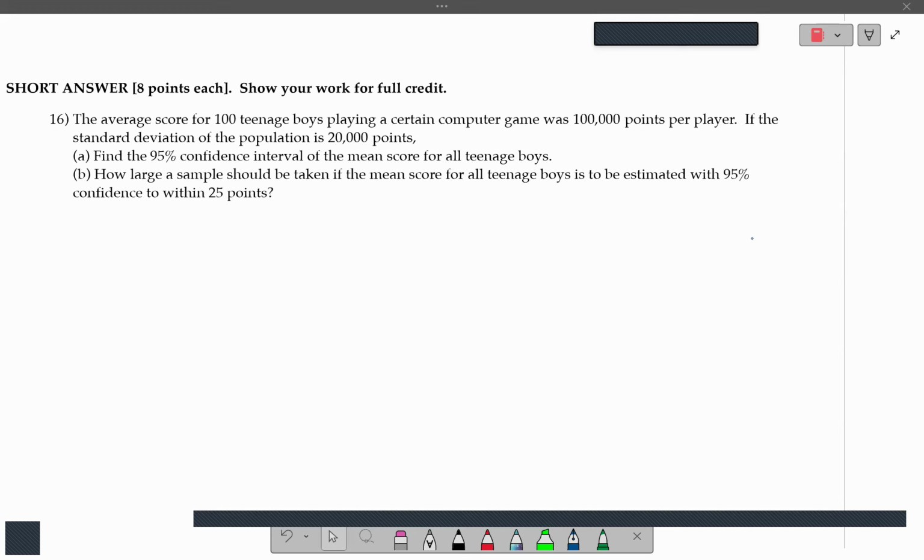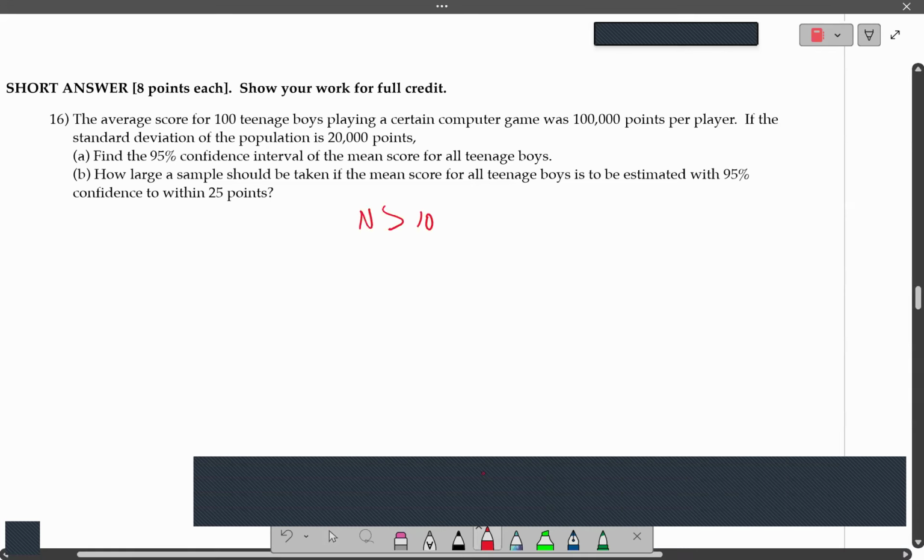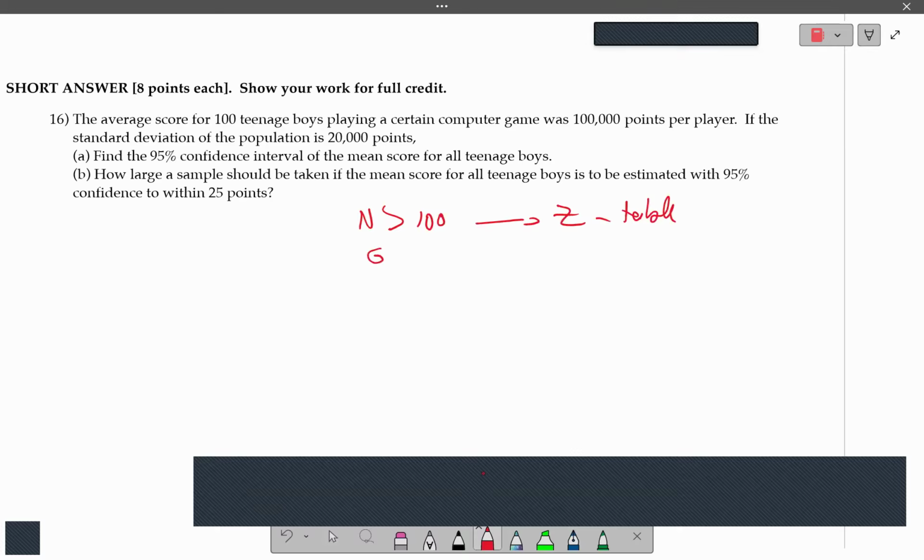Since n, all right, there are a couple of things that are indicative here. So first of all, they give you n greater than 100. This is going to give you a z table, right? The second thing, they told you sigma is known. The population, do you see it? So this is going to be, again, z table.